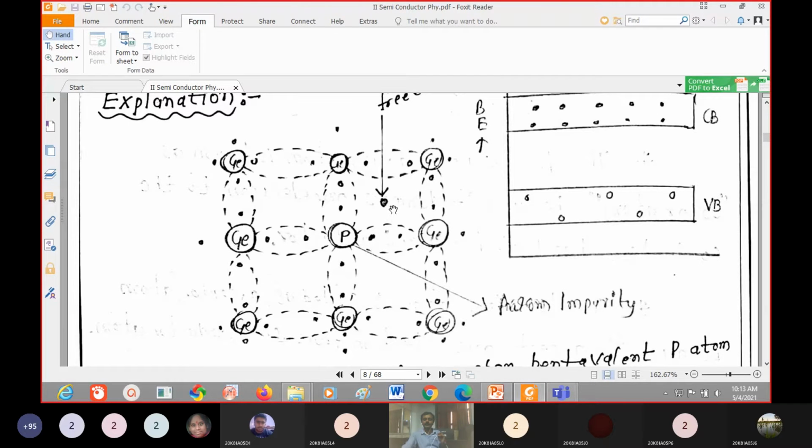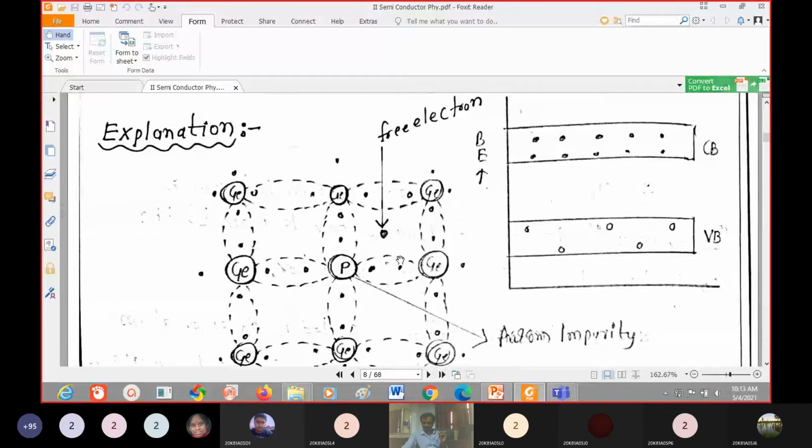If it is released from the phosphorus nucleus, it becomes free and will move through the entire crystal or entire material. So this electron we call a free electron, and it is involved in the conduction process.